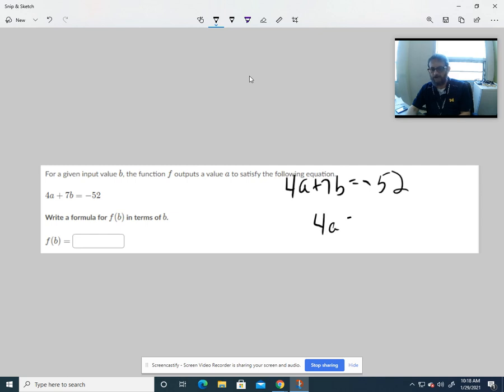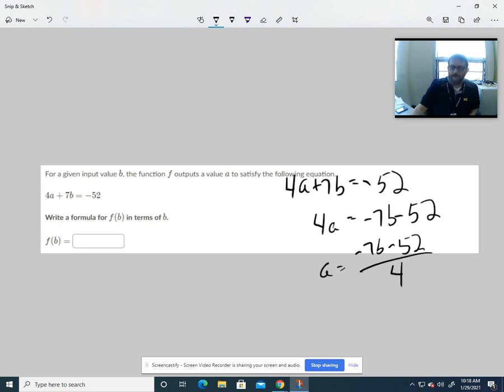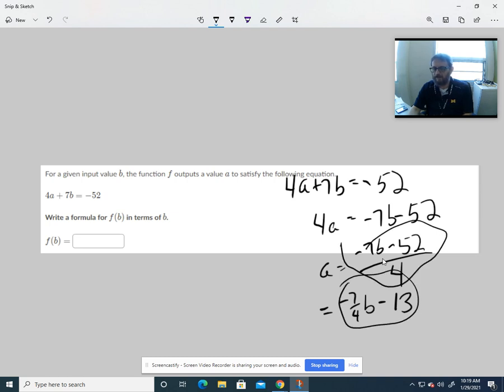Now I just want to solve for a. So I'm going to start by adding the negative 7b to both sides, and then I'm going to divide everything by 4. Now, I don't know how they're going to choose to write this. They could choose to write it separate. You could choose to write it like this, negative 7/4 b, and then 4 will actually go in there 13 times. So I don't know whether to write it like this or like this. I'm hoping it takes both. I'm going to put in this one because it looks more like the equation of a line.